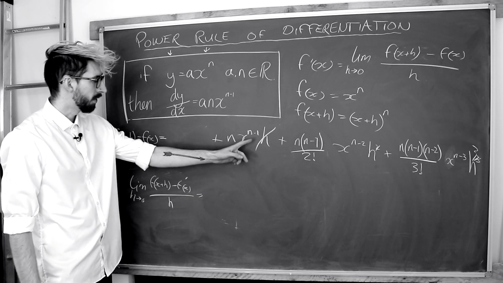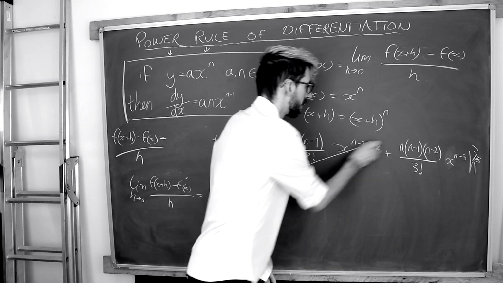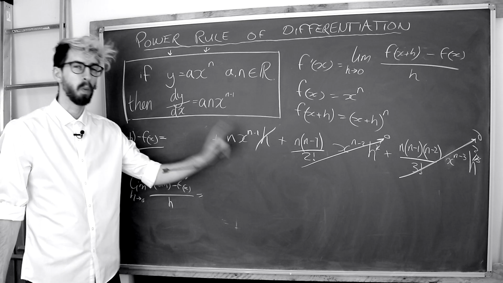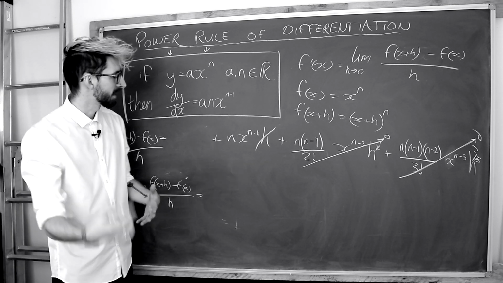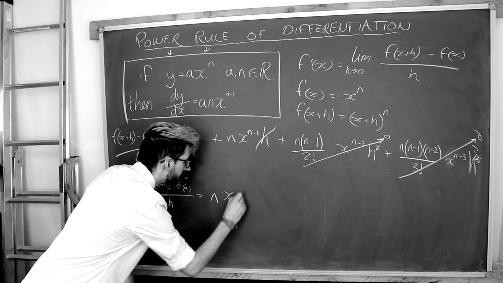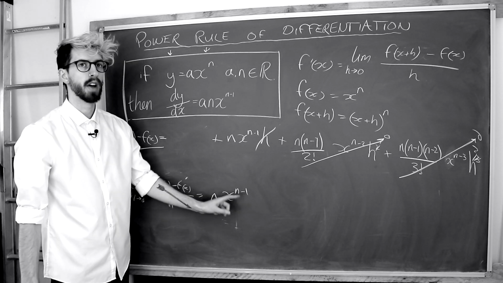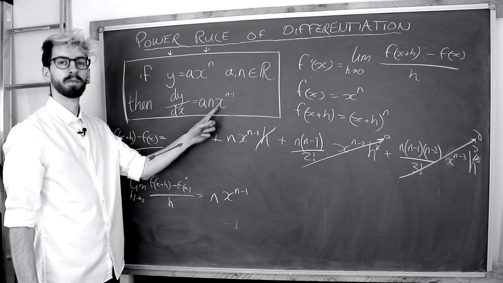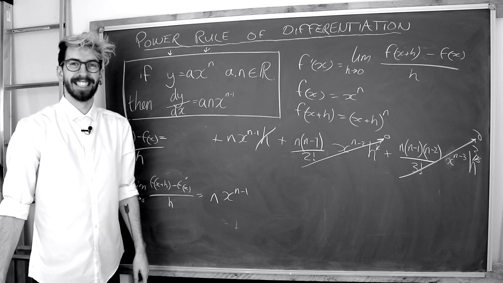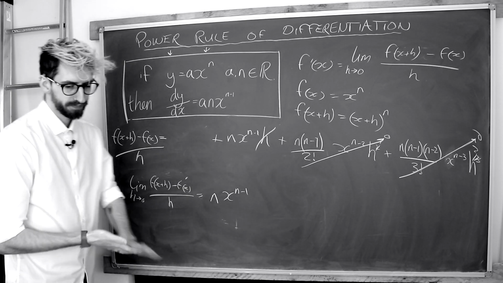If we do the limit of all of that as h tends towards 0, well, any term with an h is going to go off to 0. So all we'd be left with is this one, which didn't have an h because it cancelled with the h on the bottom. So it would be nx to the power of n minus 1, but there, that is it.